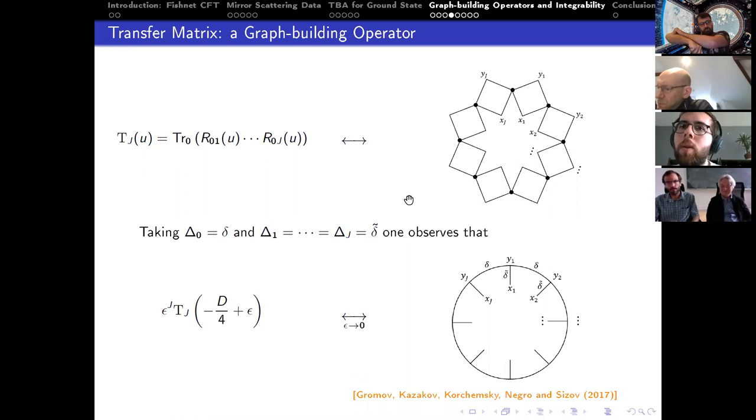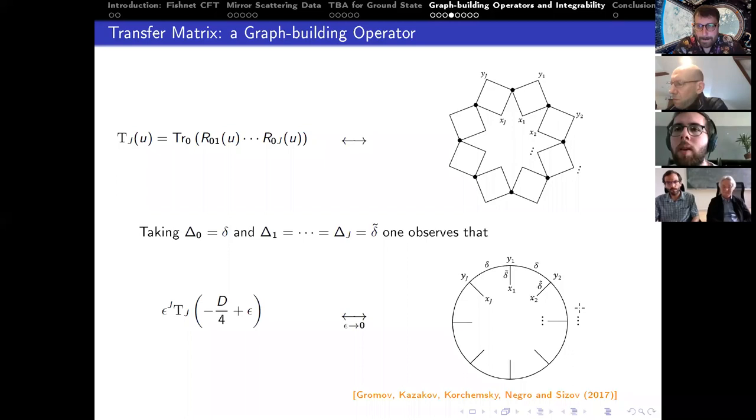But then if you take particular values of the conformal dimension, if you choose a particular representation in the physical space and in the auxiliary space, namely you take all the physical spaces at each site of the spin chain to be the same, characterized by a small delta tilde, and then the auxiliary space to be characterized by small delta, it was first observed, this was in dimension 4, that if you send the spectral parameter to a specific value, you recover a graph building operator. It's not the same as before, but it's still a graph building operator relevant for the Fishnet theory. You see this one adds circles. Each time you act with this one, you keep the number of spokes of radius fixed, but you add more and more circles. So this is just a transfer matrix.